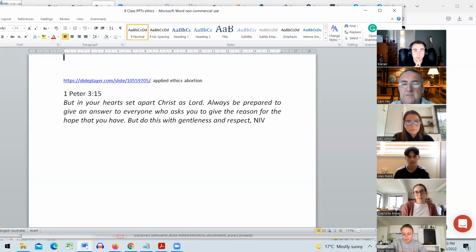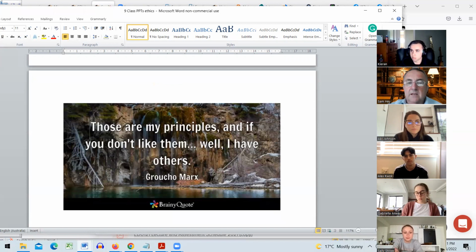As a Bible reading for today, 1 Peter 3:15, in your heart set apart Christ as Lord. So as Christians, the Lordship of Christ is a part of our ethics in terms of our thinking and behaviour. Always be prepared to give an answer to everyone who asks you to give the reason for the hope that you have. So our ethics is a hope-filled, love-filled, caring, peaceful ethic. Do this with gentleness and respect.